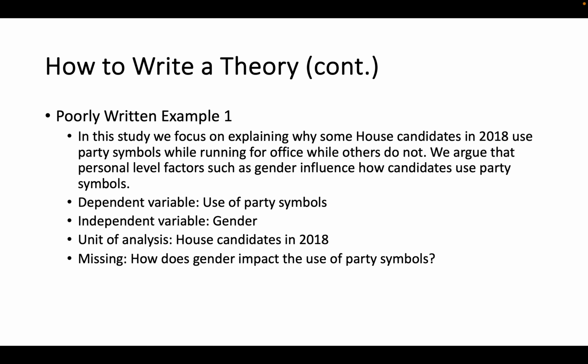The dependent variable here is the use of party symbols. The independent variable is gender. The unit of analysis is House candidates in 2018. Okay, so all of that seems to be in order. But what's missing here is essentially how is it that gender affects the use of party symbols? Why are we proposing this to be the case?